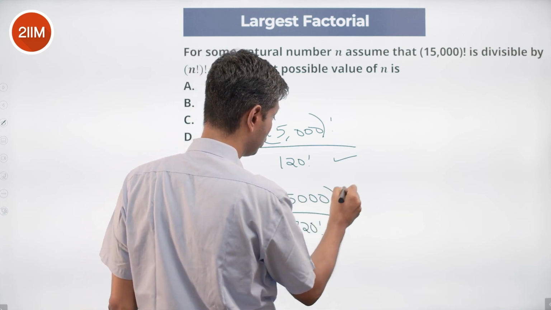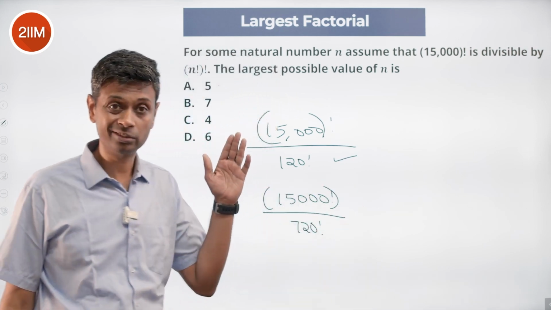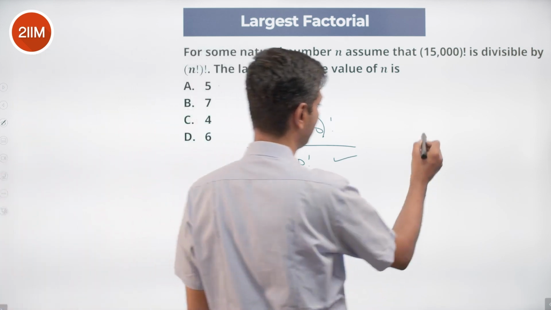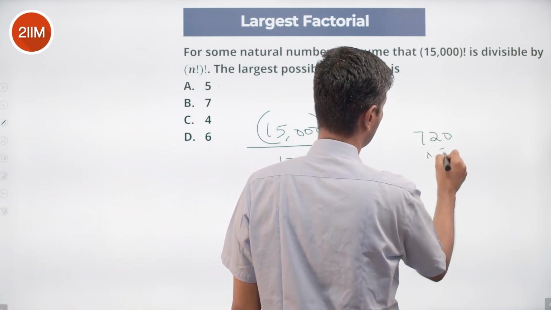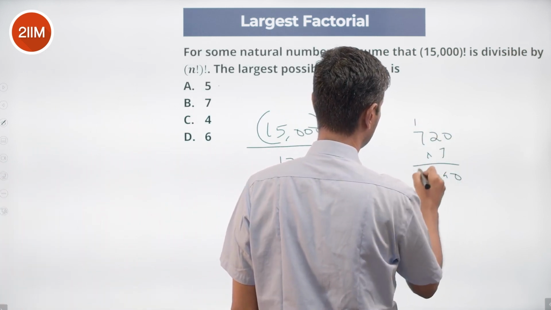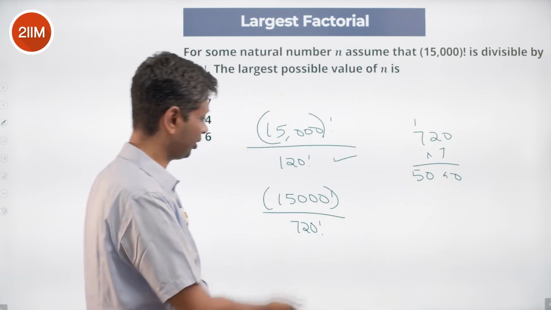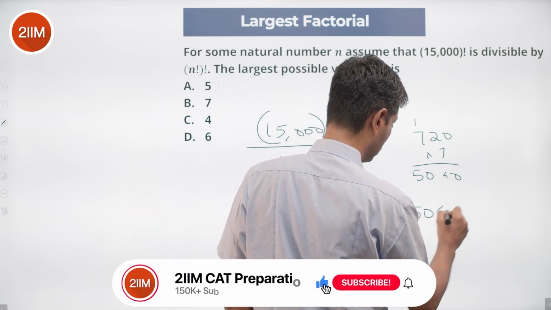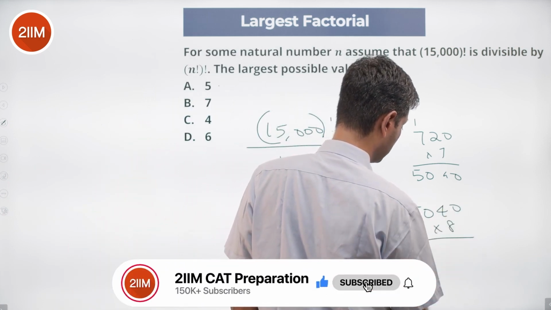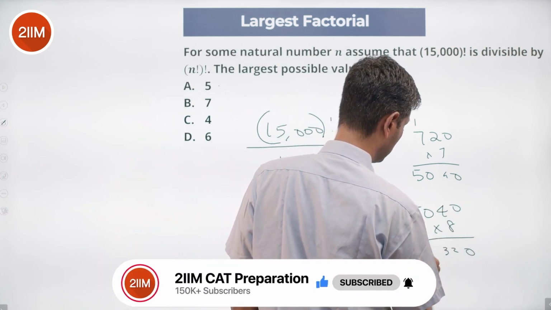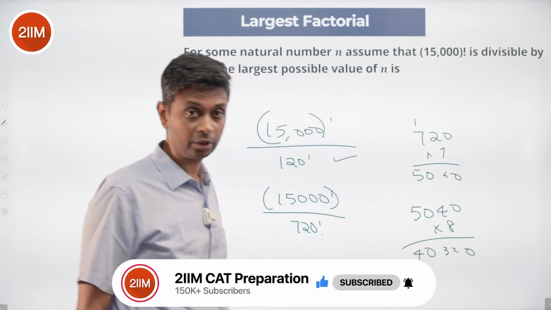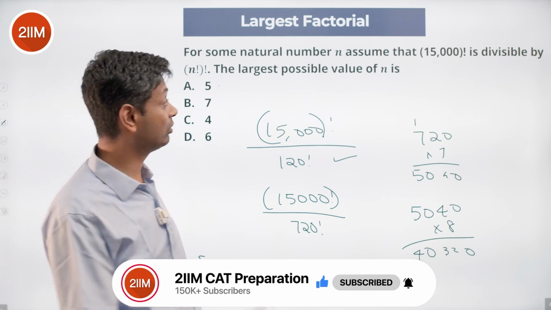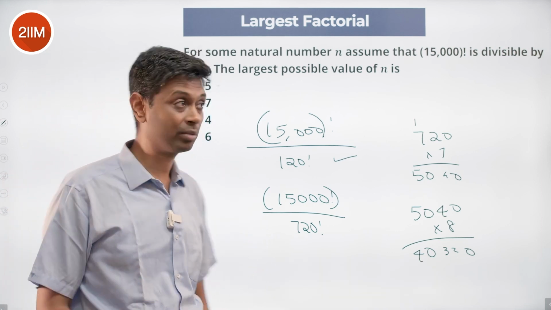This is 15,000 factorial: 1 into 2 into 3 into 4, all the way till 15,000. 1 into 2 into 3 into 4 are 720. 6 is also possible. Put 7 factorial. 720 into 7 is 5040. Yep, that also sits within this. 7 should be possible. Put 8 factorial. 5040 into 8 is 40,320. 8 factorial will become bigger than 15,000 factorial. So 8 is not possible.